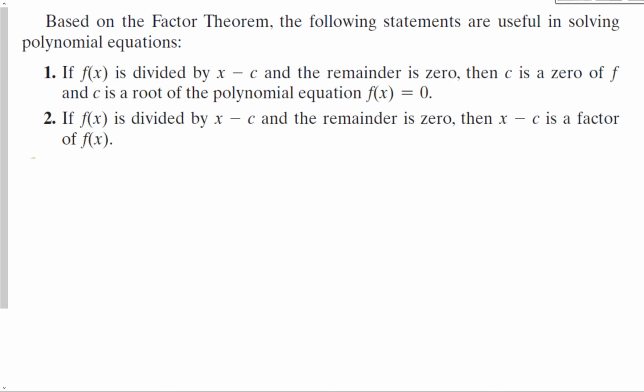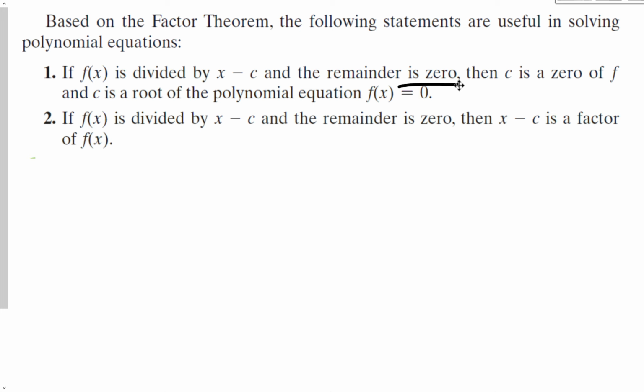That was the factor theorem. So based on the factor theorem, the following statements are useful in solving polynomial equations. 1. If f of x is divided by x minus c and the remainder is 0, then c is a 0 and c is a root of the polynomial equation f of x is equal to 0. If it's divided by x minus c and the remainder is 0, then x minus c is also a factor.